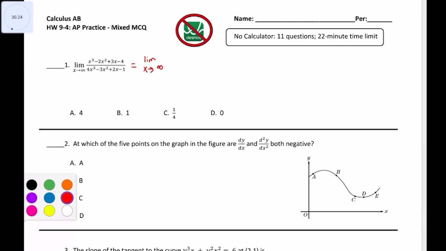So we can say that this equals the same thing as the limit as x approaches infinity of simply x cubed over 4x cubed. Now that's obviously going to simplify to 1/4, and that's going to be the value of our limit. This limit as x goes to infinity is also equal to the horizontal asymptote of the function. So when we talk about horizontal asymptotes, what we're really talking about are the limits as x goes to either positive or negative infinity.